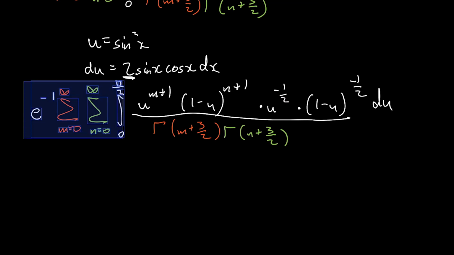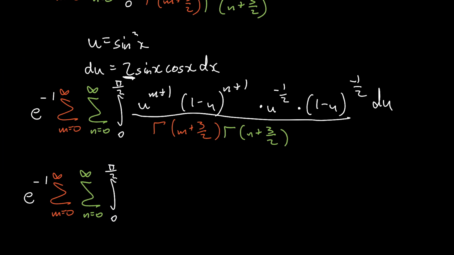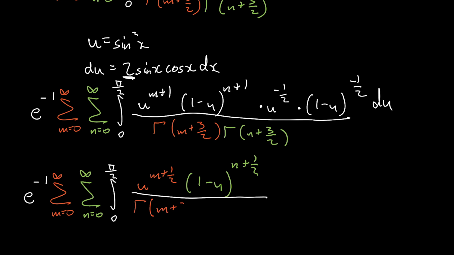I'm just going to quickly copy and paste this because it gets long writing it every time. So after simplifying our numerator, what we're going to end up getting is u to the power of n plus a half times 1 minus u to the power of n plus a half, and that's divided by the gamma function of m plus 3 over 2 times the gamma function of n plus 3 over 2, du. And I realize now I actually just forgot to swap the bounds of integration to be between 0 and 1 after our substitution. So let me quickly fill that in as well.